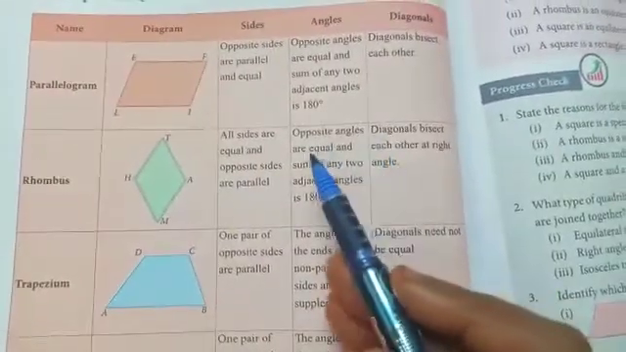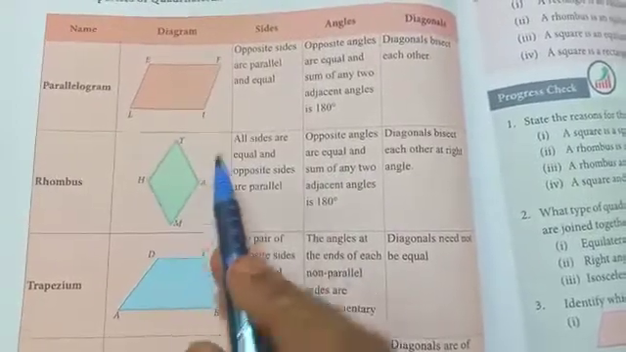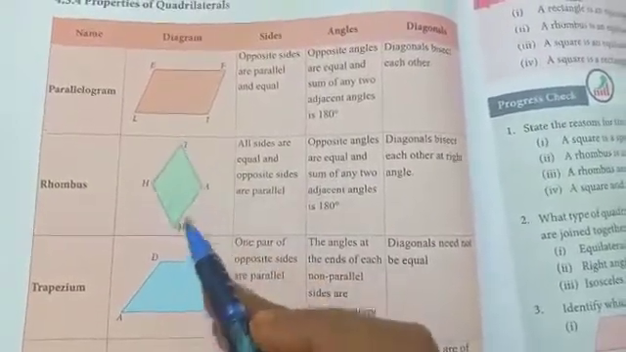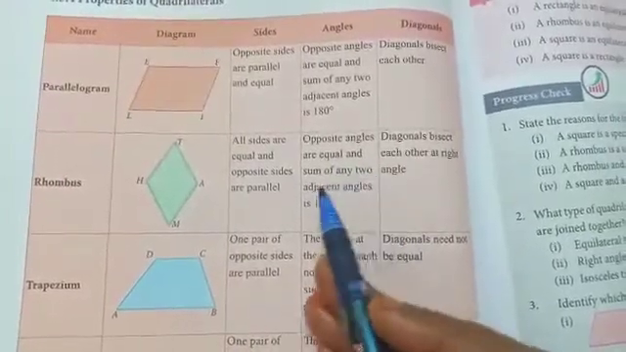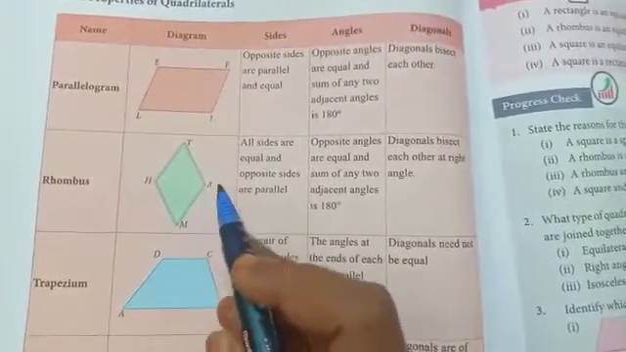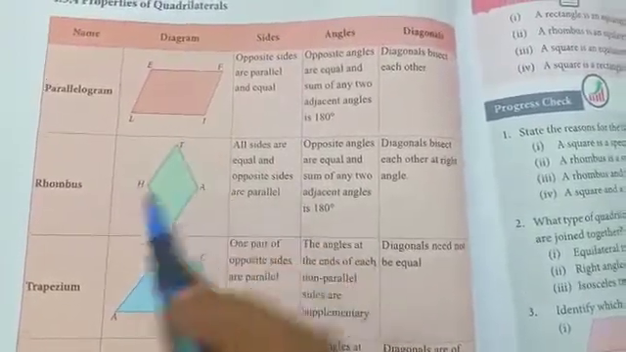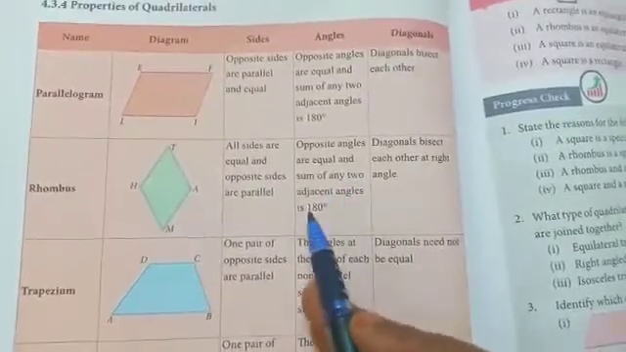Next, opposite angles are equal. Opposite angles H and A, T and M. Okay, so opposite angles are equal and the sum of any two adjacent angles is 180. Adjacent angles means A and M or A and T, T and H or H and M, like this. Okay, so the sum of any two adjacent angles is 180.